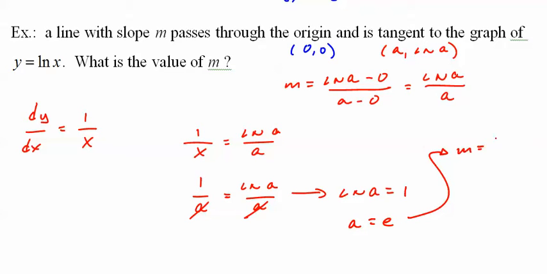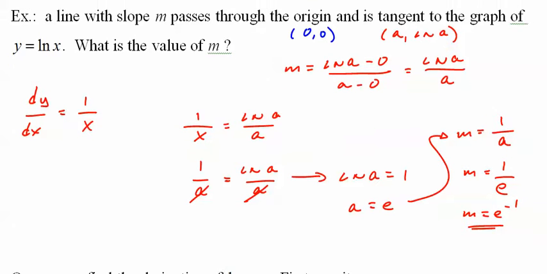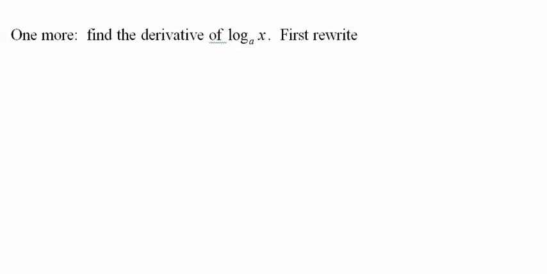Slope equals 1 over x, 1 over a, equals 1 over e, or you could say e to the negative first. I just blew through that problem in a very short amount of time, but yeah, that's tricky stuff. No question about it. So find the derivative of log base a of x. So y equals log base a of x.